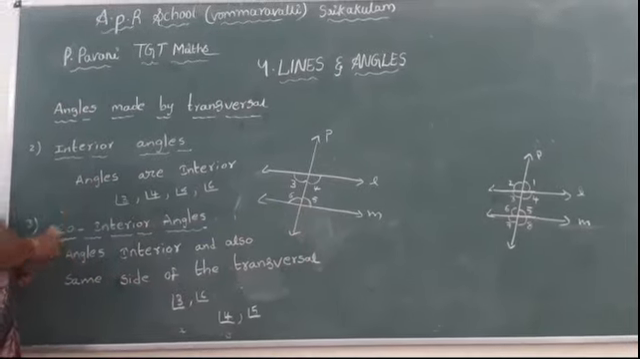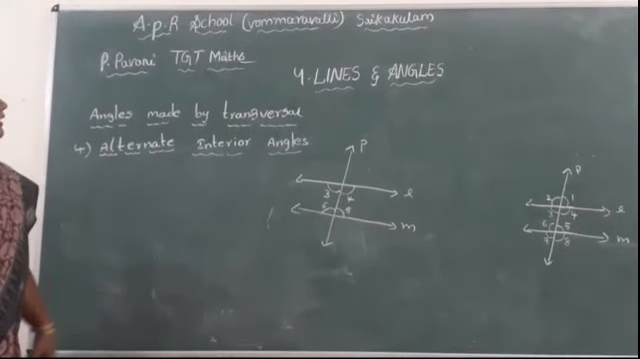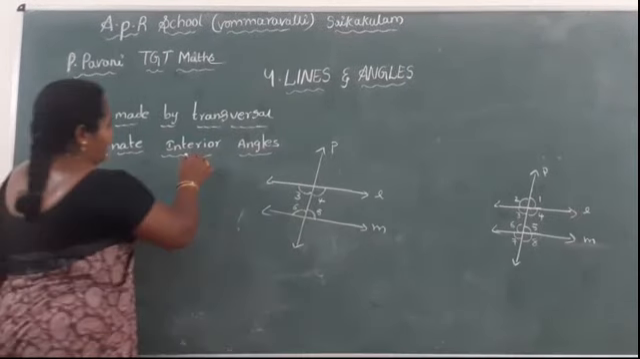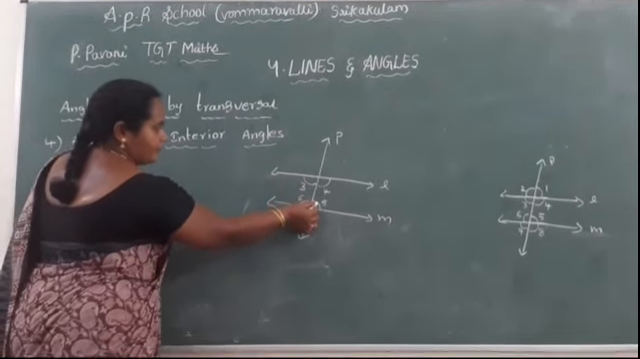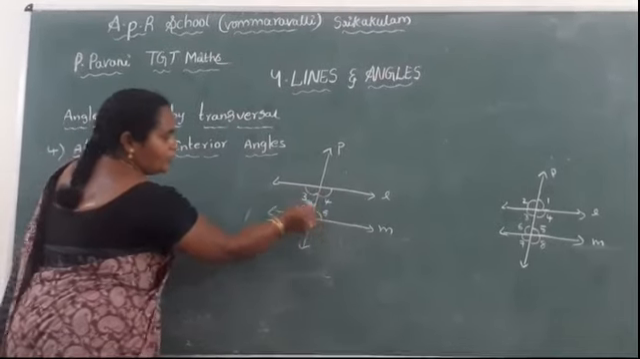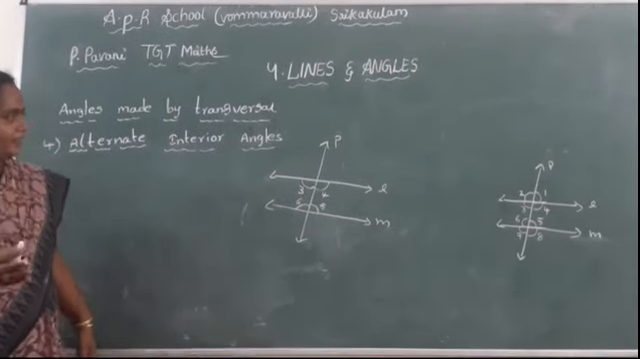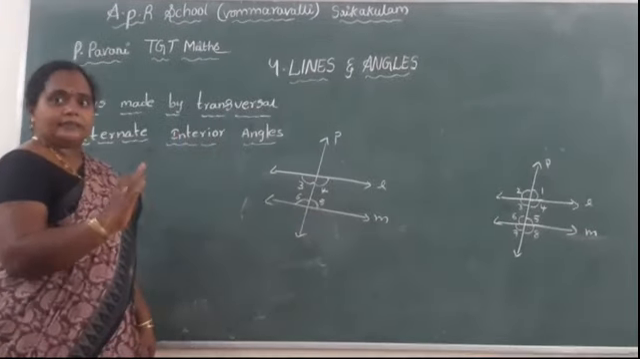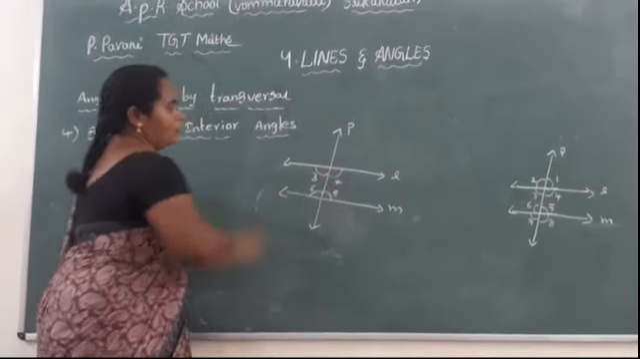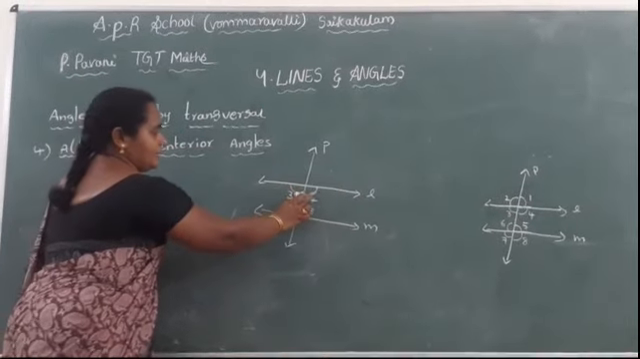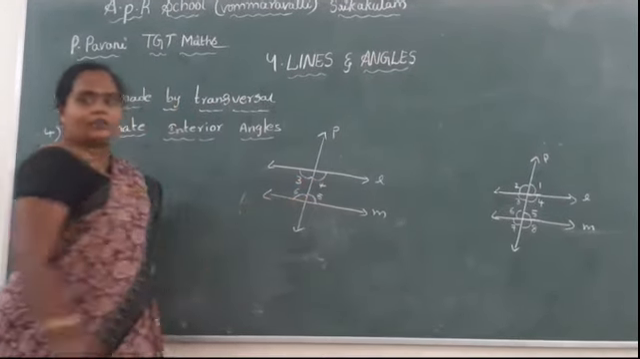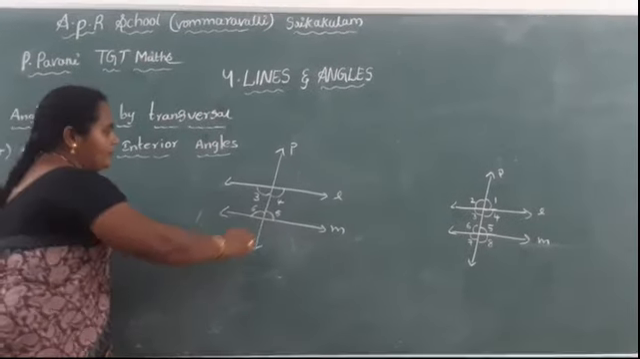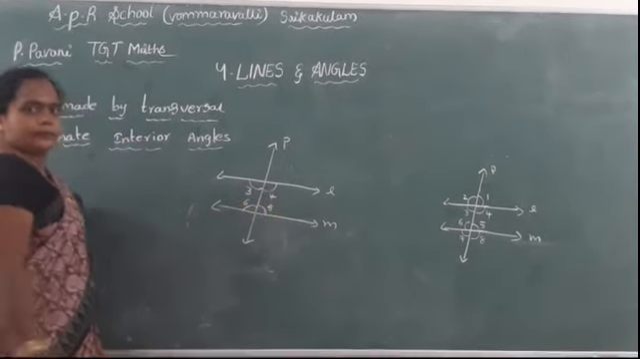Okay. Fourth one is alternate interior angles. The angles are interior, alternate to the transversal, on either side, but not adjacent. Angle 3 and angle 5, and angle 4 and angle 6.